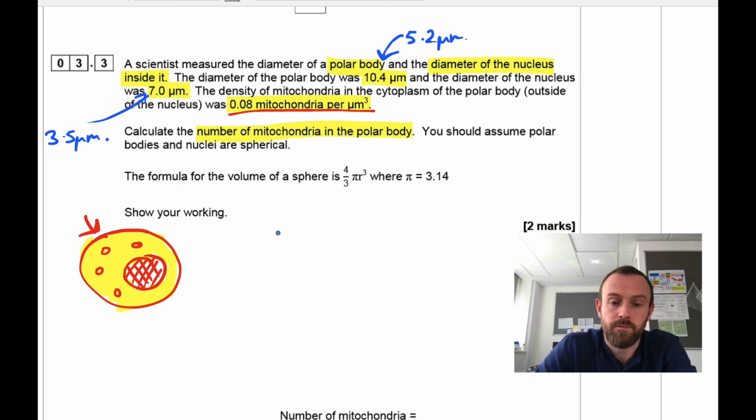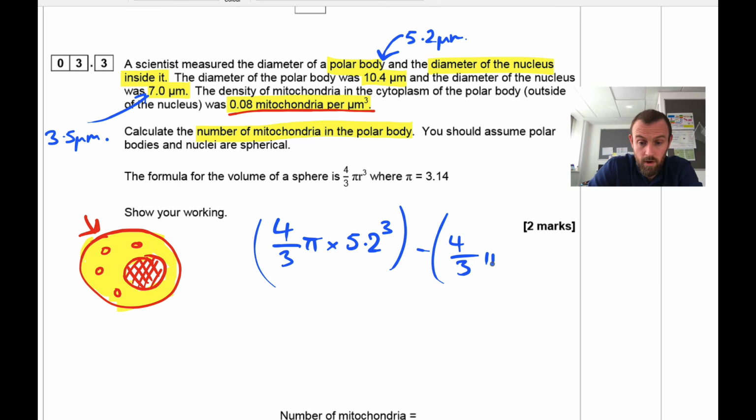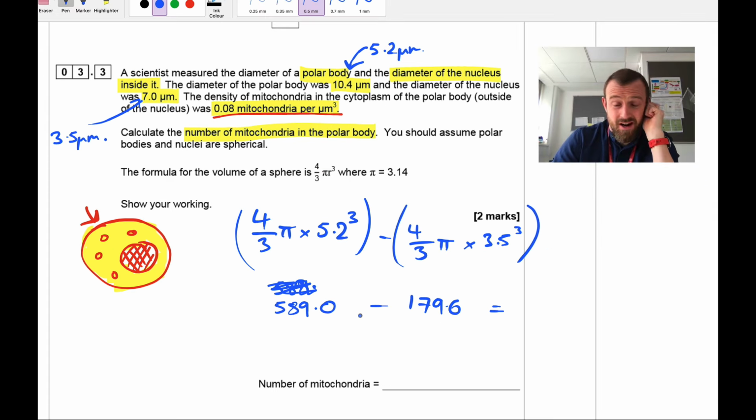So we're going to do 4/3 pi times 5.2 cubed, minus 4/3 pi times 3.5 cubed. That's going to give me 589.0 minus 179.6. So that's 409.4, and that is micrometers cubed.